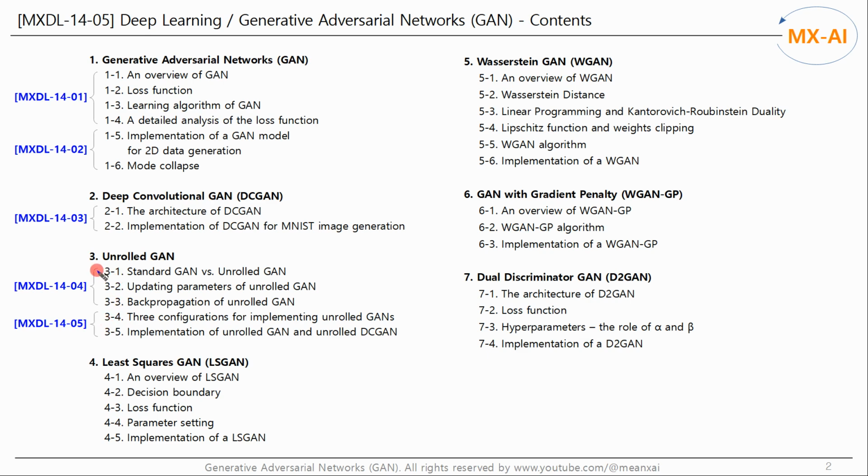In the last video, we took a closer look at the learning mechanism of unrolled GAN. In this video, we will look at 3 different configurations for implementing an unrolled GAN, and implement an unrolled GAN and an unrolled DCGAN to see if they improve the mode collapse phenomenon.